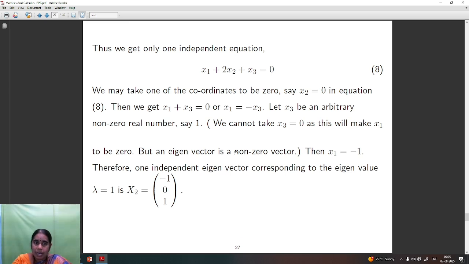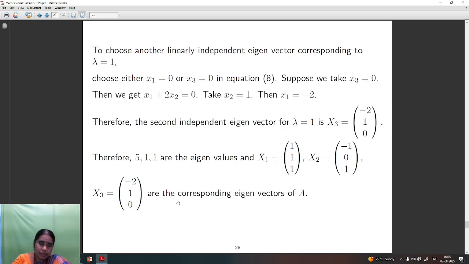No need, we have to calculate non-zero eigenvectors. All 3 elements in the eigenvector need not be non-zero. Again for lambda equal to 1, we have to choose either x1 equal to 0 or x3 equal to 0. In the first case, we considered x2 equal to 0. Now I am considering x1 or x3 equal to 0. Suppose we take x3 as 0. Then we have the equation this way. By taking x2 equal to 1, we have x1 equal to minus 2. Thus the third eigenvector x3 is minus 2, 1 and 0.